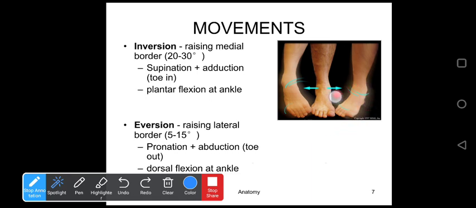Opposite to this inversion, you can see here this is eversion where the lateral border is raised, and thereby dorsiflexion at the ankle, the abduction of the toes and the pronation of the toes. That is forefoot pronation, abduction at the forefoot. So that's about the inversion, eversion. Hope it is clear for you? What is inversion? What is eversion?